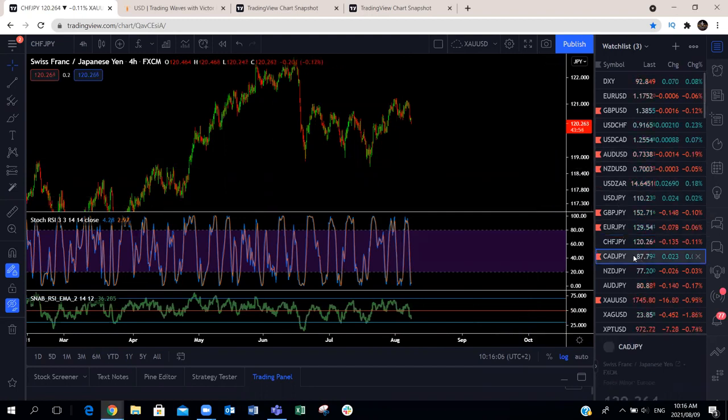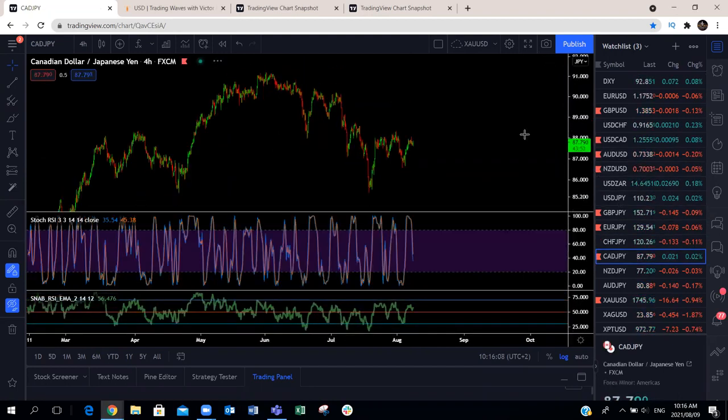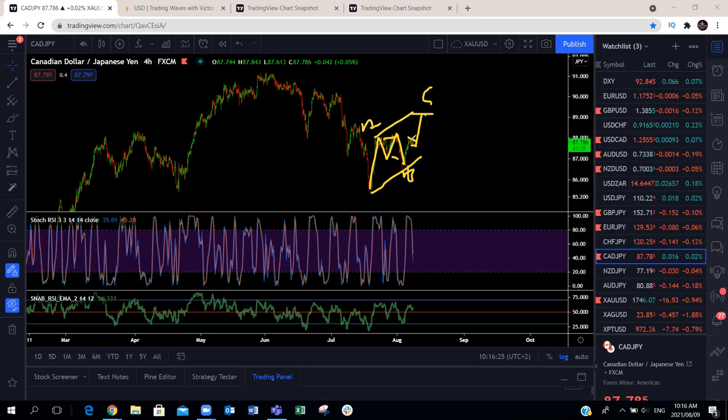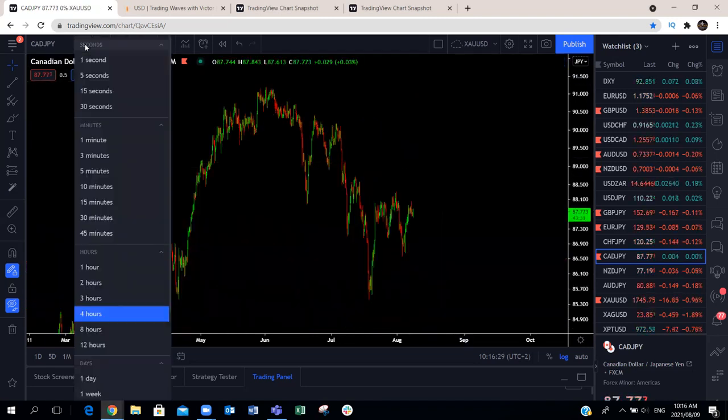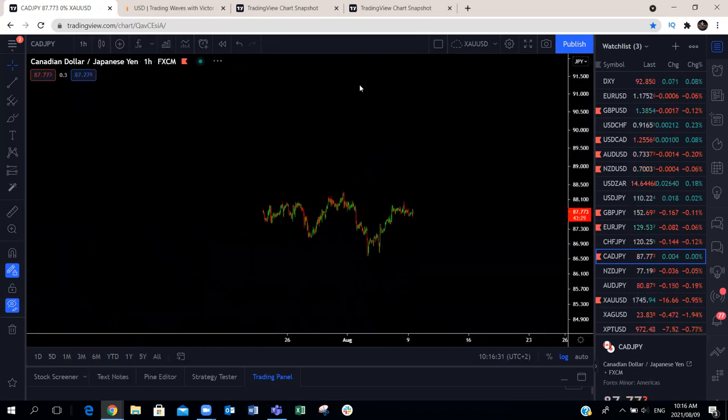Right, CAD yen. CAD yen, we are going to see a slight push to the upside here to complete these 3 waves. So we want to see it come to around this level first. Then we're going to have this as an A, B, C corrective structure. We're seeing continuation to the upside on the 1 hour, just like we saw on US dollar yen.